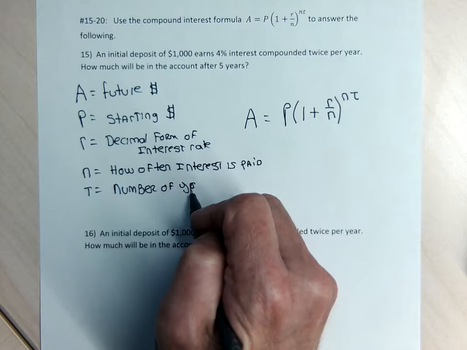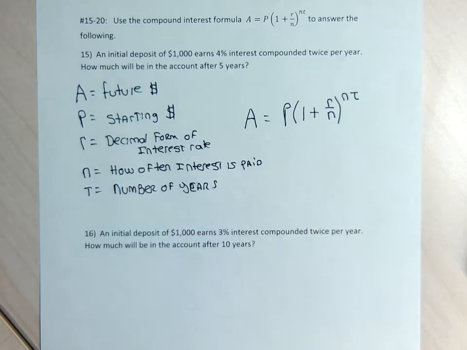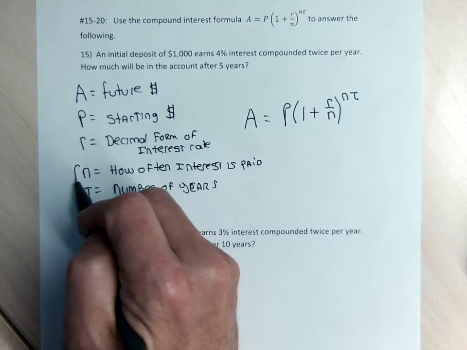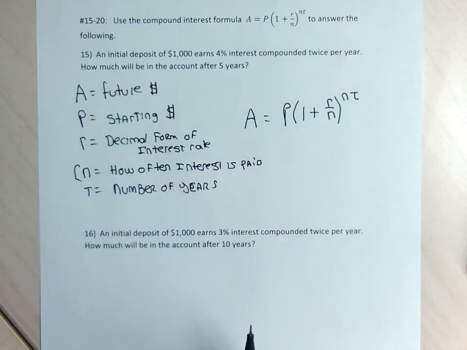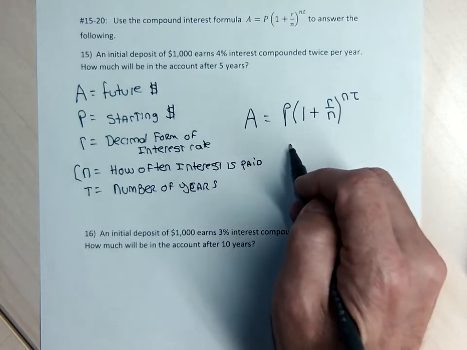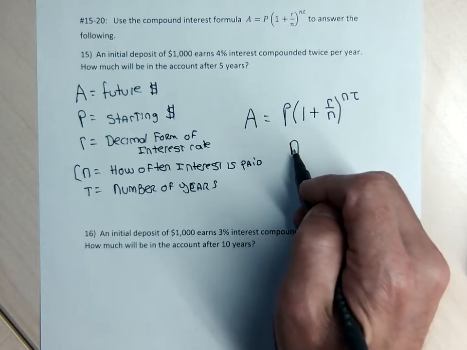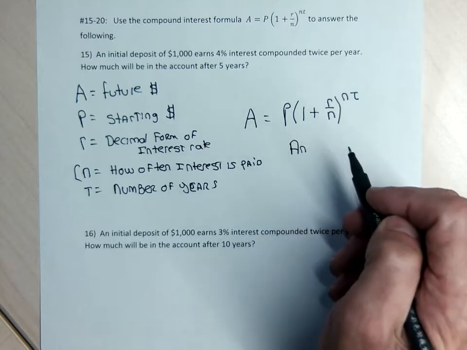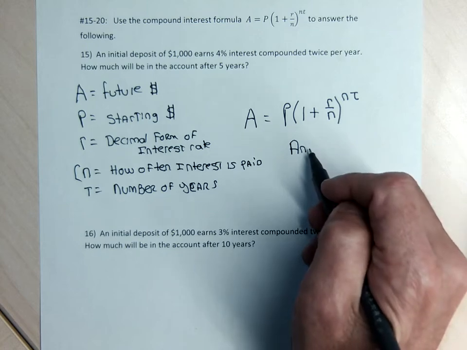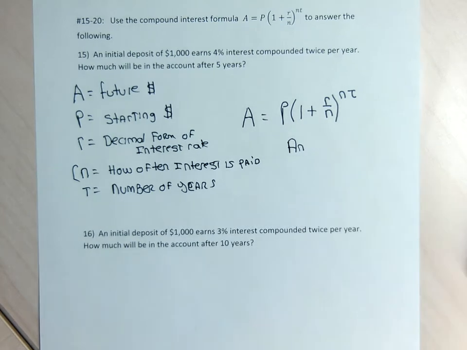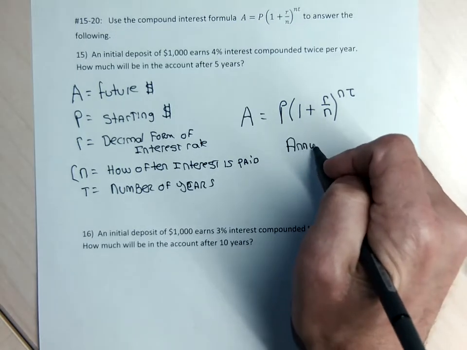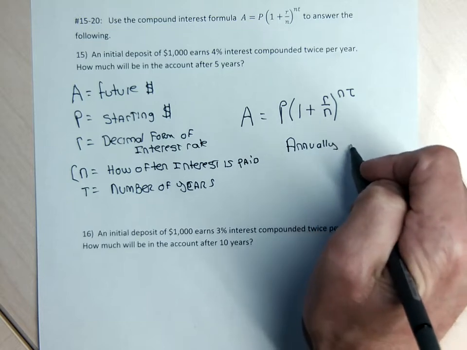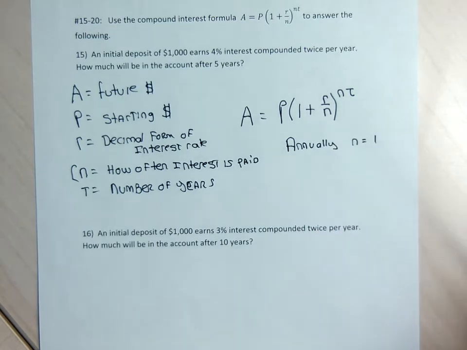So most of the numbers are really straightforward, except for this N. The N, how often interest is being paid, is often written with a word and not a number. So for my N's, if I see the word interest is paid annually, I don't know if I can even spell annually correctly. I think it's 2 N's and 2 L's. If interest is paid annually, N is equal to 1.